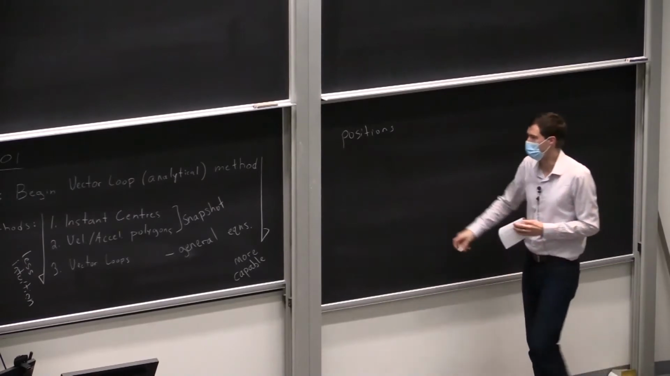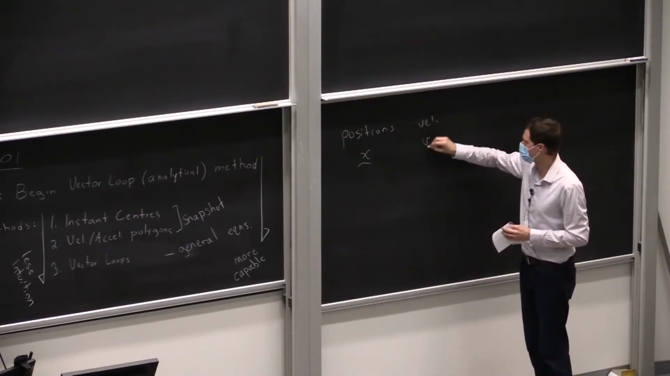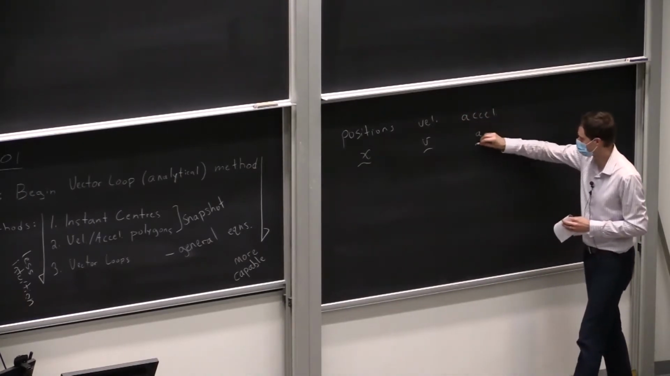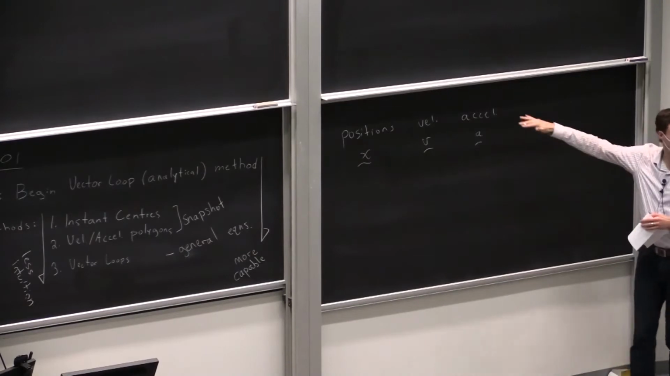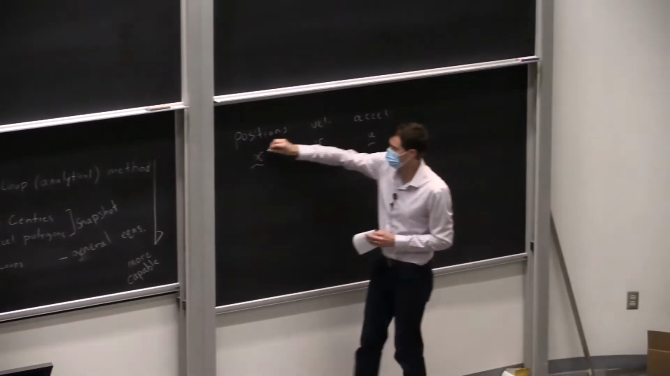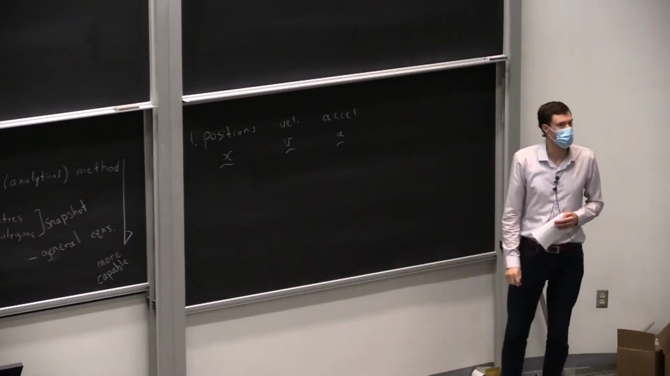We're going to have this way of doing it. And we're going to be dealing with positions, velocity, acceleration. Okay, and we're going to get equations for each of these. Equations for each of them. So we're going to start with positions. Then we're going to take time derivatives to get velocity and acceleration.